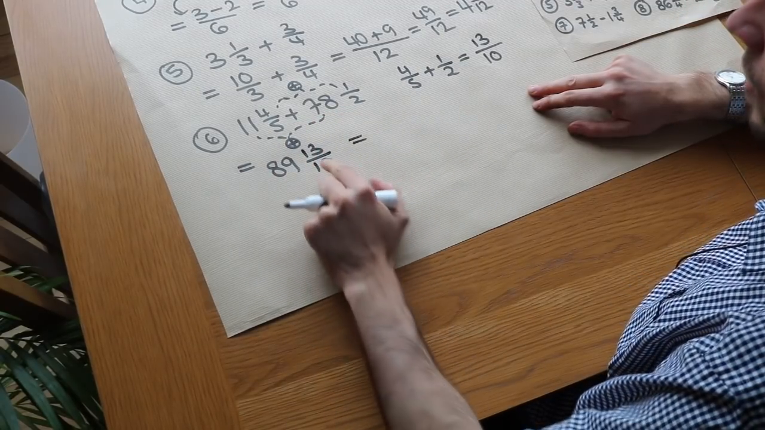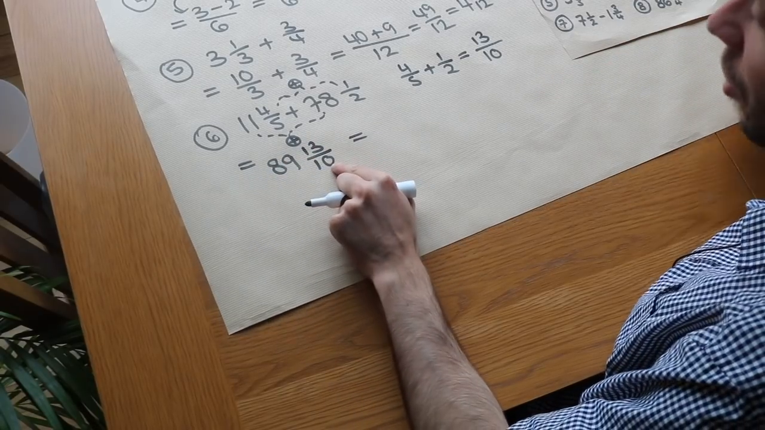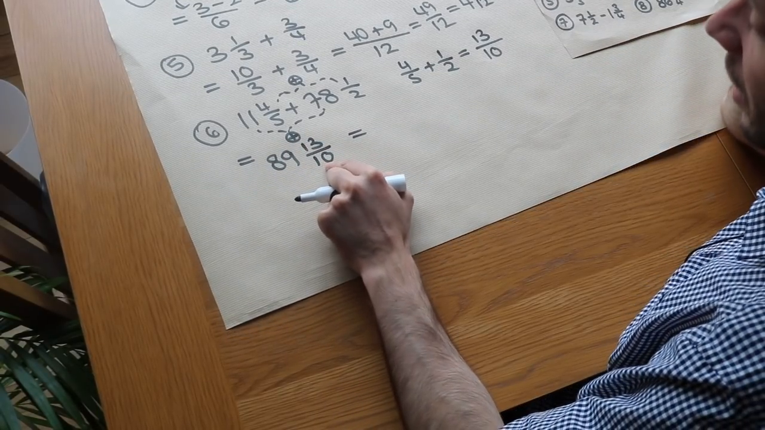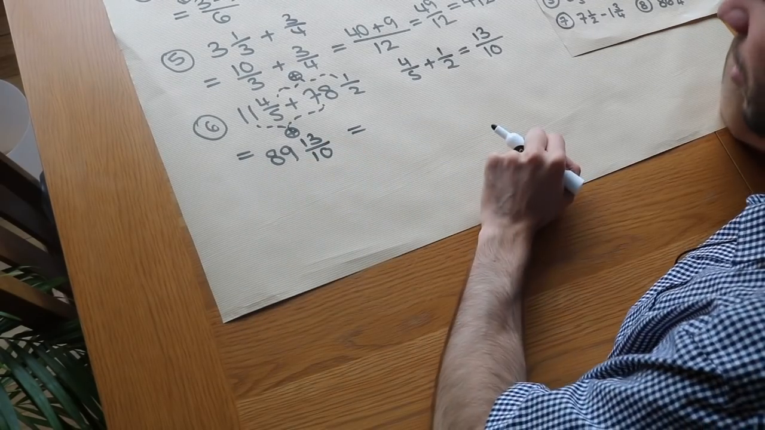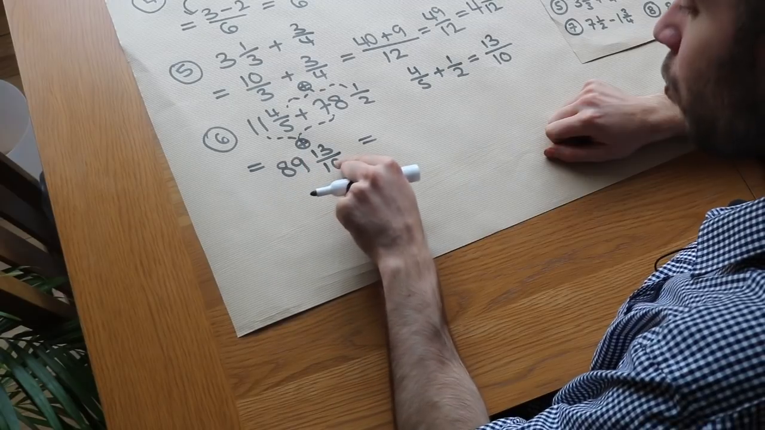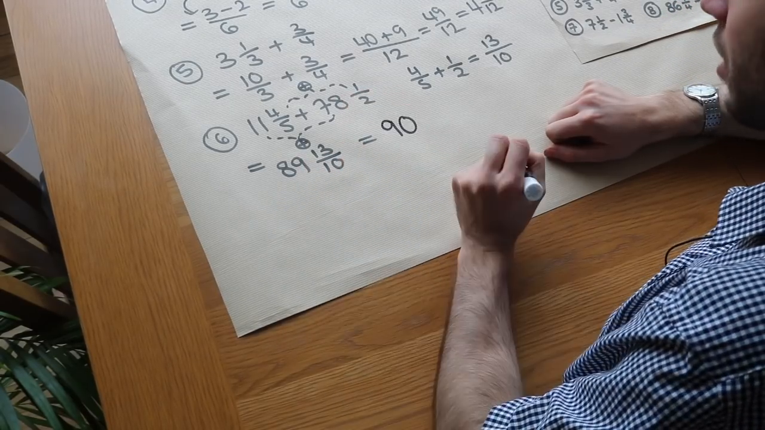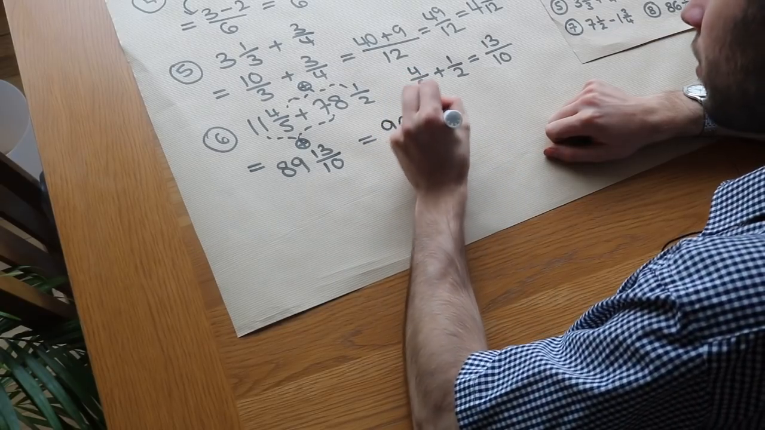Now, we know that the fractional part of a mixed number has to be a proper fraction, and that's not. We can see the numerator is bigger than the denominator. So that mixed number just looks odd, doesn't it? But we can fix it, because we can see that is 1 and 3/10. So we've got that extra 1, so that 89 goes up to 90, and we've got 3/10.